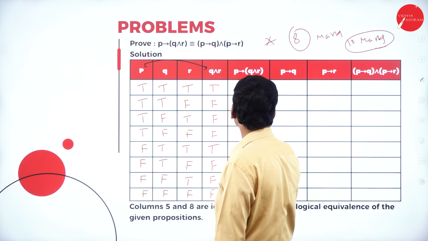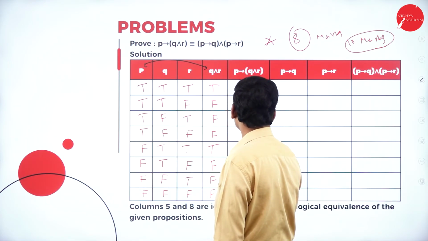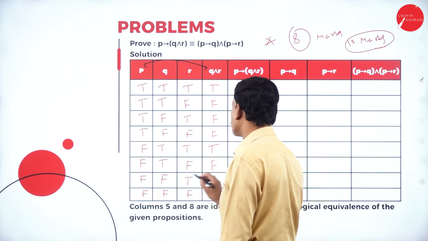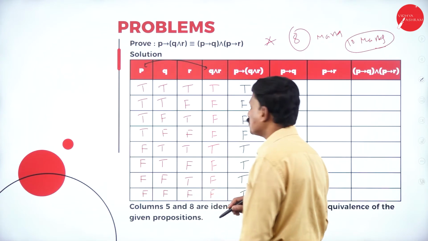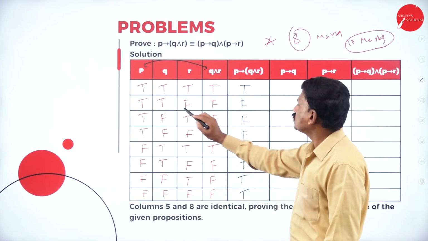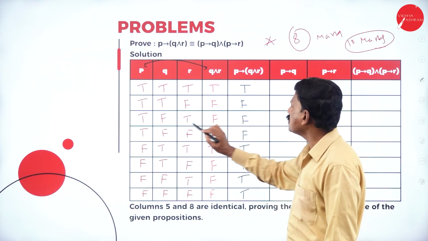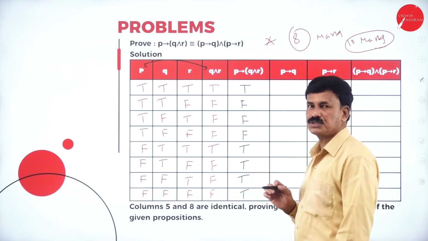T and F is F. T and F is F. Again, T and F is F. F and T is T. F and F is also true. So, in case of conditional, true and false is false, in all other cases it is true. So, true and false is false, three times, and the remaining are all true.